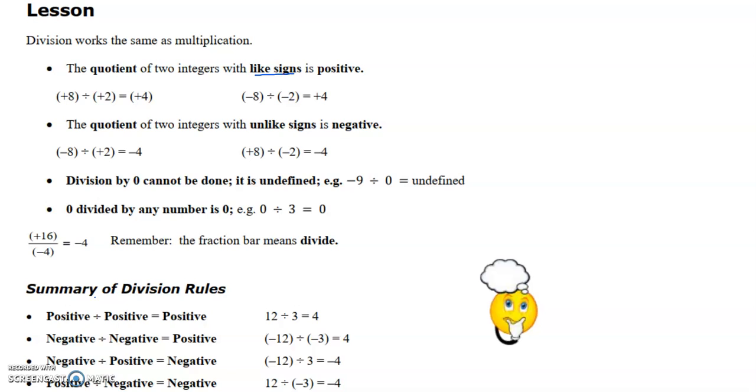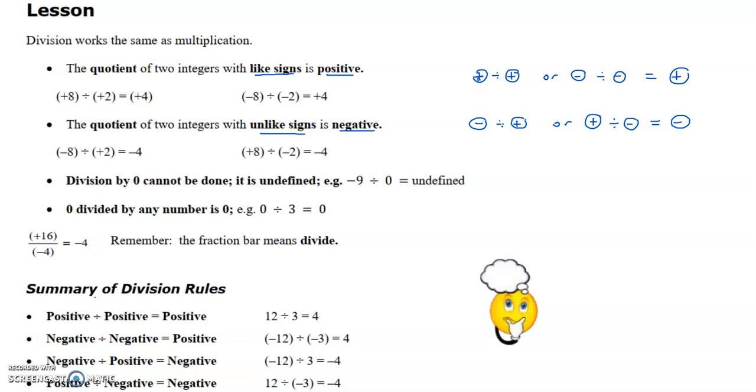If we have like signs, the answer will be positive. If we have unlike signs, the answer will be negative. So whether we're dividing positive divided by positive or negative divided by negative, our answer will be positive. And if our signs are different, and it doesn't matter the order in which they're different, so we could have negative divided by positive or a positive divided by a negative, then our answer is going to be negative.